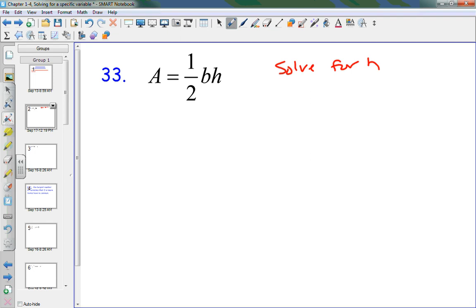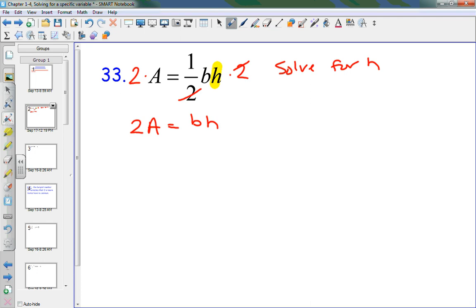So what I need to do is isolate h. So I need to get rid of the first thing that you think is ugly. The first thing I think is ugly here is that value of 1/2. So how do I get rid of that half? Well, it's attached by multiplication, so I would divide. But when you divide by a fraction, you are actually multiplying by the reciprocal. The reciprocal of 1/2 is 2. So I'm going to multiply both sides by 2. So I have 2A is equal to, the 2's cancel out, bh.